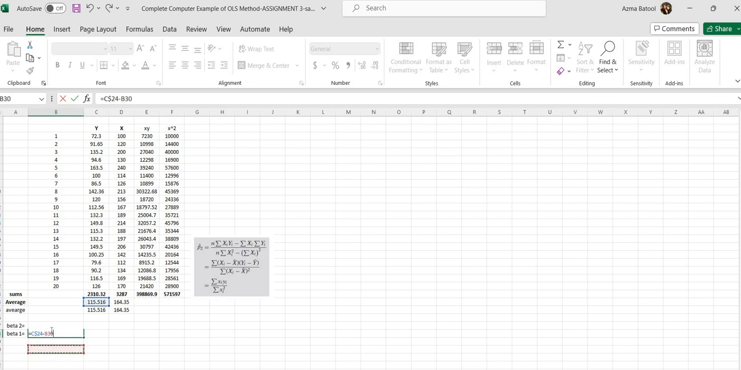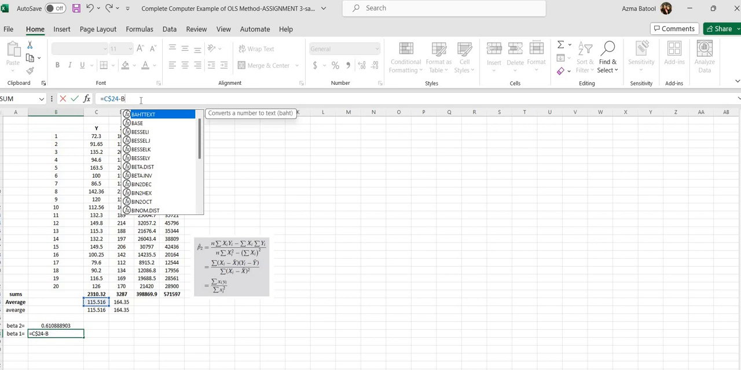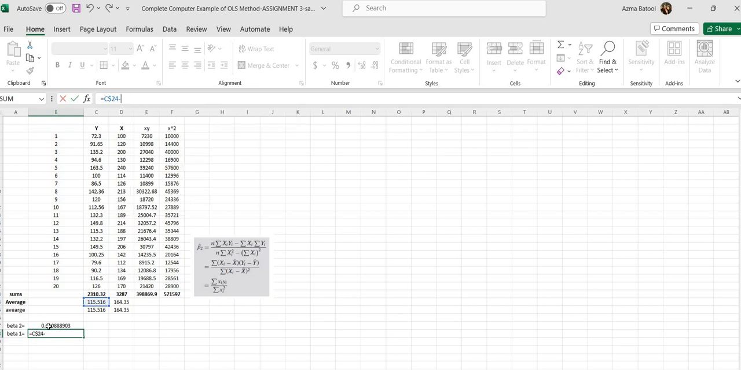So let me do this formula again. There's a mistake, so I'm doing it again. What I needed was this value. The formula was y bar, which I have done, minus beta 2 hat. Where is beta 2 hat? It is right here. So I click it here.